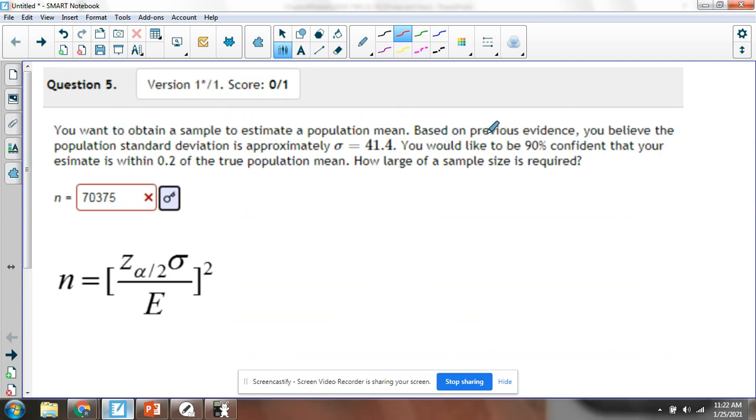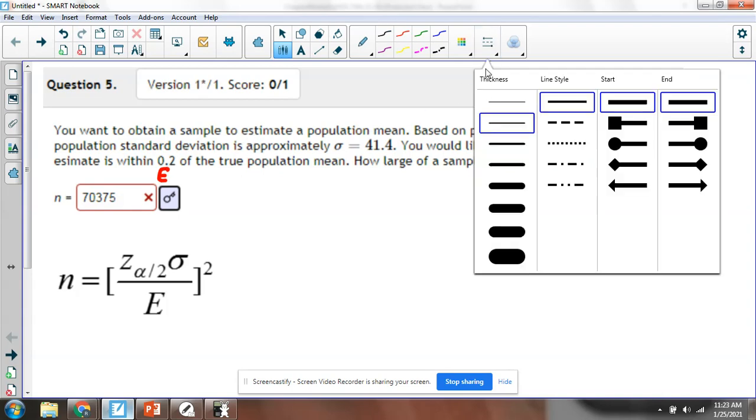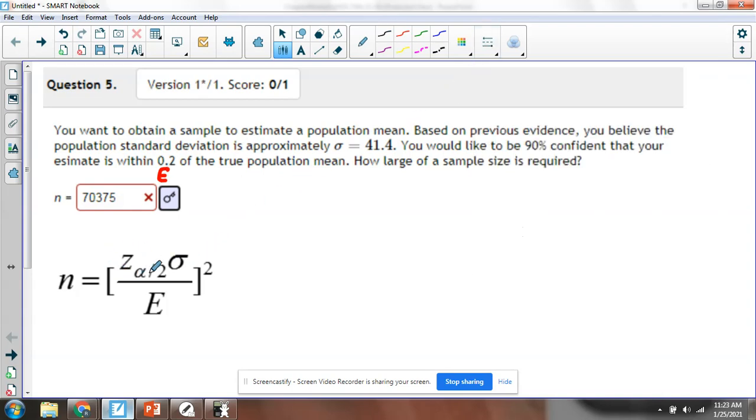Based on previous evidence, you believe the population standard deviation to be approximately 41.4. You would like to be 90% confident that your estimate is within 0.2 of the true population mean. This is going to be our E. So we need to figure out what Z value is cutting off the middle 90%.